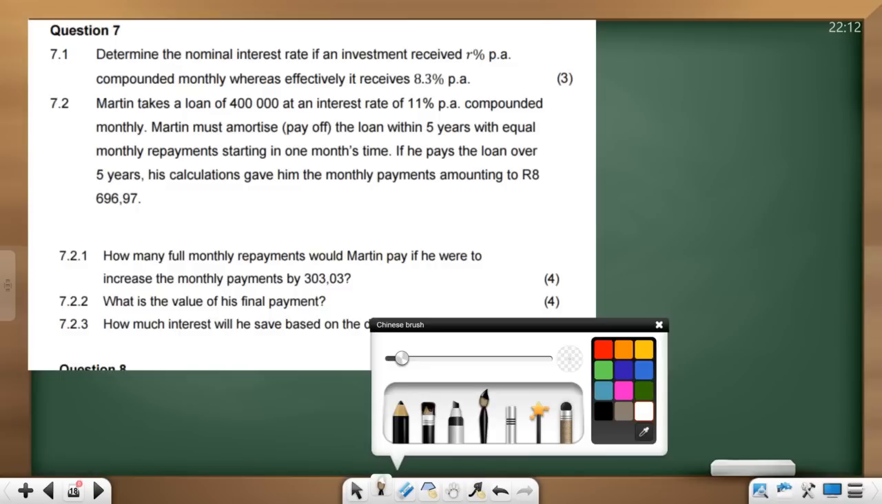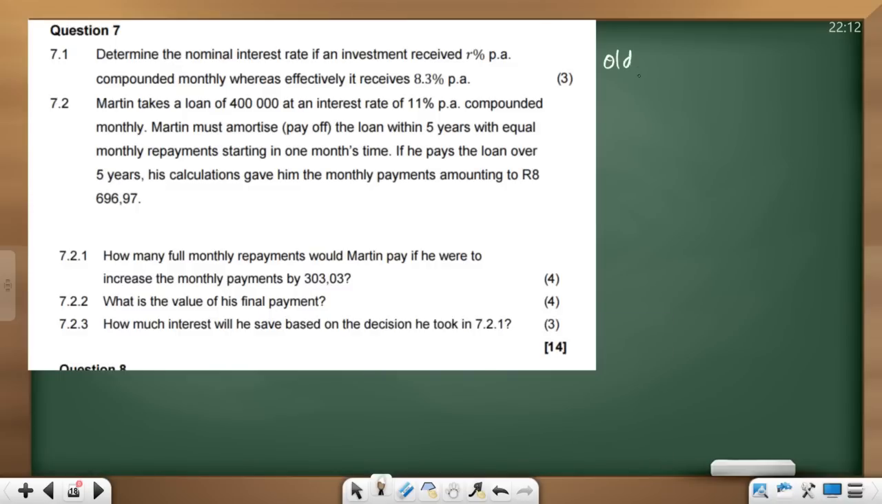Okay, wait, hold on. So his old payment would be what? 8,696.97. But this guy is deciding to add 303. What will that give us? That will give us 8,900.